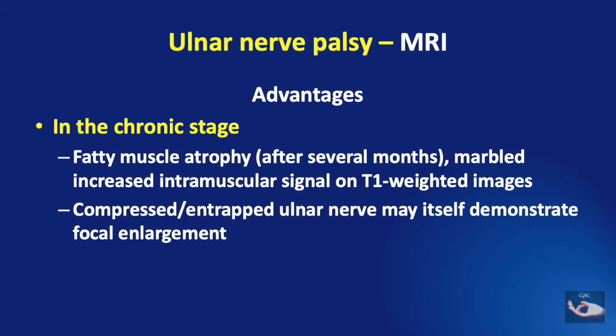In the chronic stage, on the other hand, fatty muscle atrophy will be seen after several months as marbled increased intramuscular signal on T1 weighted images. A compressed or entrapped ulnar nerve may itself demonstrate focal enlargement in the chronic stage.